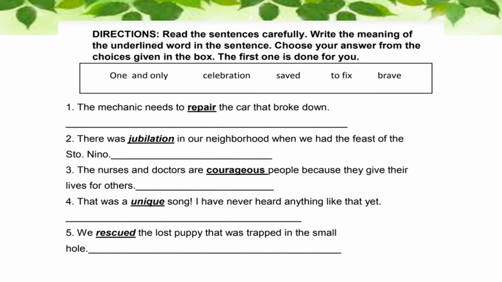Direction. Read the sentences carefully. Write the meaning of the underlined word in the sentence. Choose your answer from the choices given in the box. The first one is done for you. So inside the box, we have the choices: one and only, celebration, saved, to fix, and brave. Number one, the mechanic needs to repair the car that broke down. So the unfamiliar word is the word repair. So when we want to repair something, it means that you need to fix something.